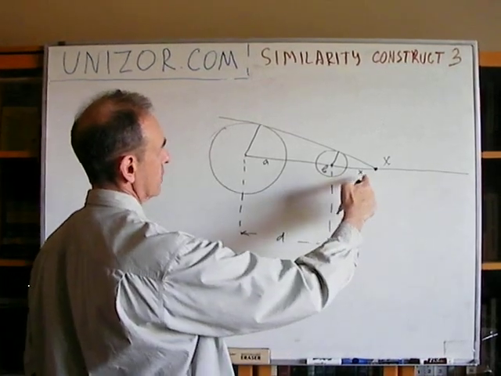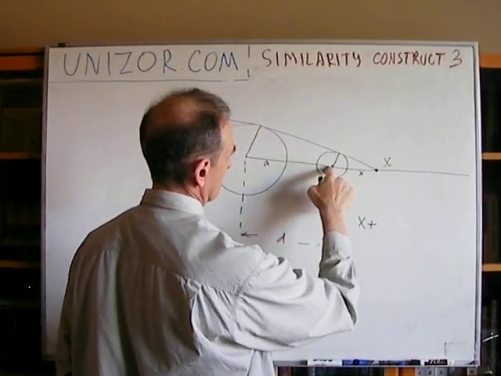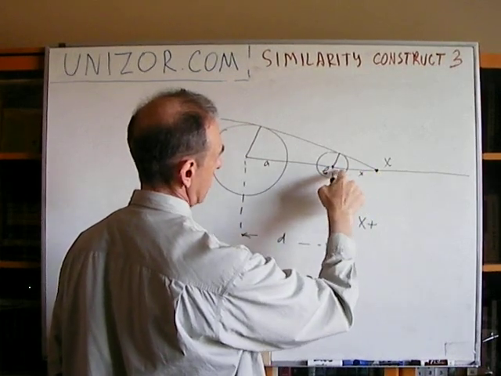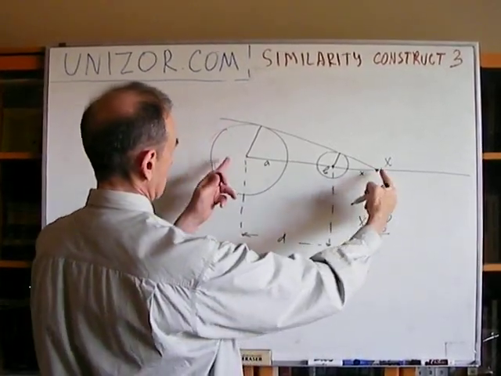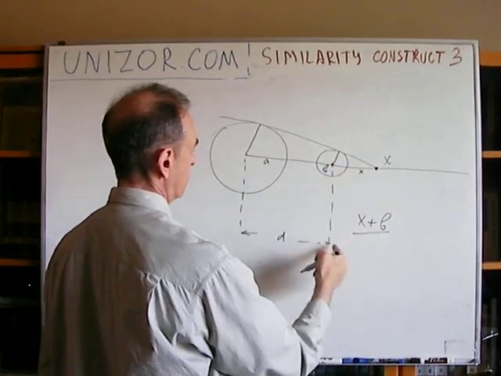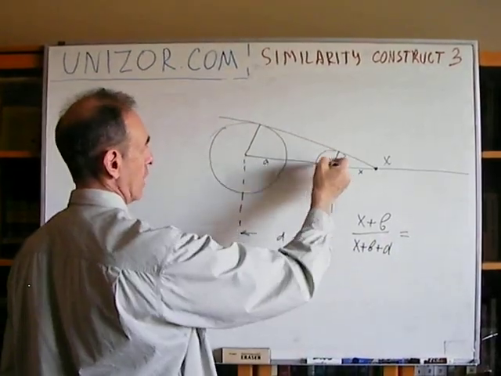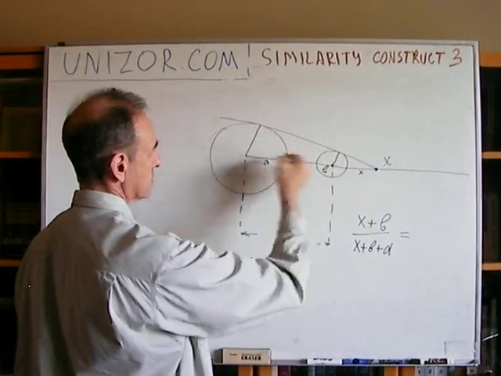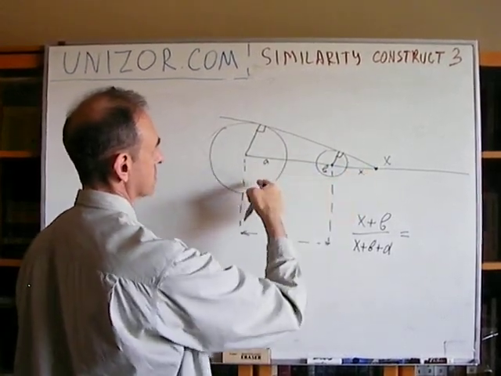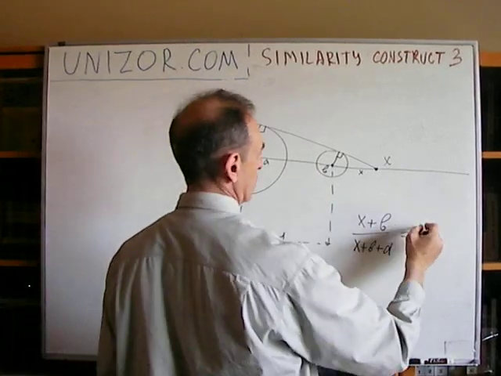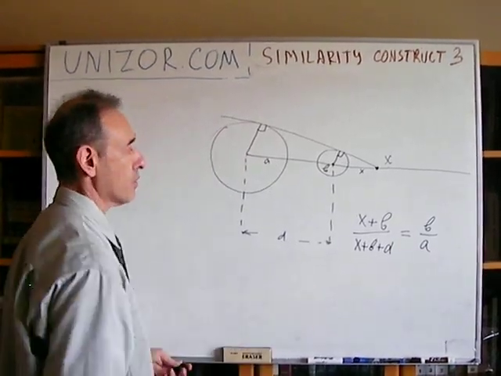So similarity is x plus b, right? The distance from point x to this center is x plus radius, which is b, divided by this hypotenuse, which is x plus b plus d, is equal to the ratio between the radiuses, right? Because these triangles are right triangles, these obviously are right angles, so hypotenuses are proportional to these radiuses, which is B to A. Well, that's it basically. I mean, this is the equation.